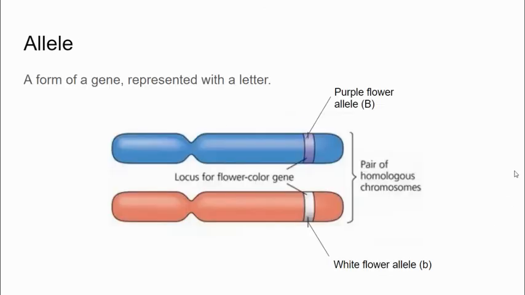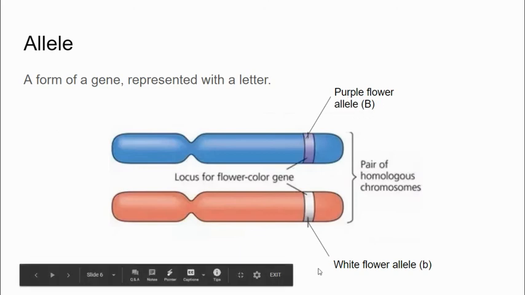An allele is a form of a gene represented with a letter. Now, the alleles are this gene, and they're in the exact same spot on a homologous chromosome. So let's say this one is from dad, this one's from mom, but they might be different versions of the gene, meaning that the purple flower allele is different from the white flower allele, but they are the same type of gene.